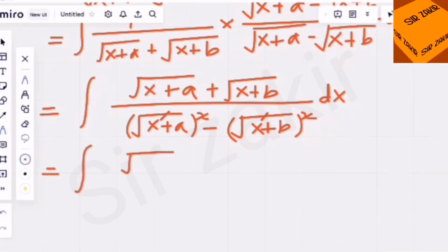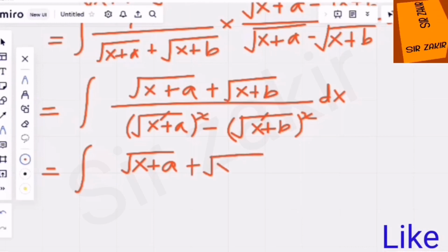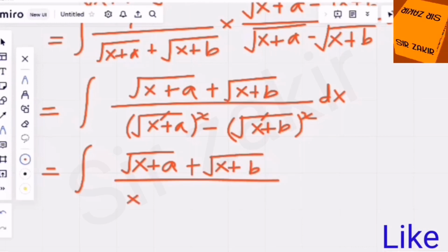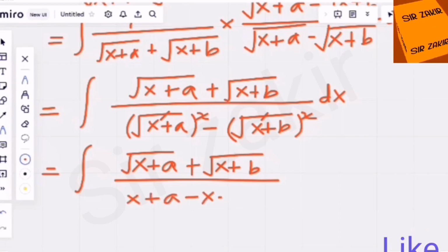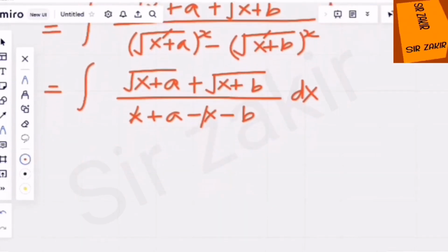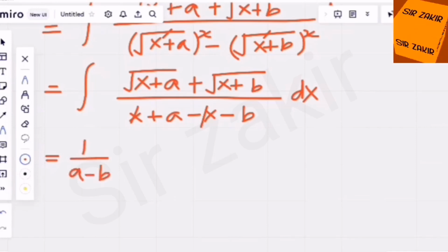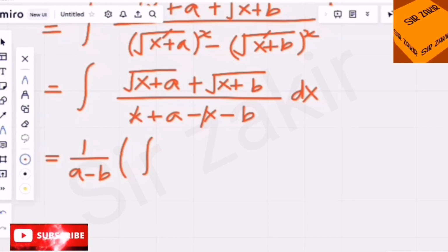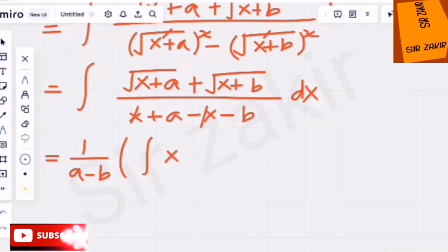What will we have in the denominator? We have x plus a minus x minus b, dx, and the numerator is square root of x plus a plus square root of x plus b. Then we see that x is cancelled and a minus b remains in the denominator, which can be shifted outside as 1 by a minus b. And then we separate the integration sign.